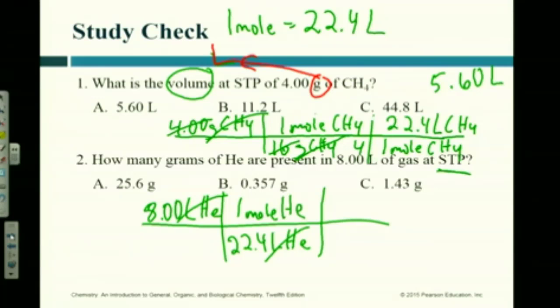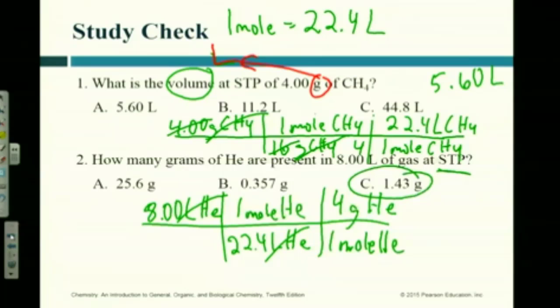Now I have moles. I want to go to grams. Molar mass. 1 mole of helium is 4 grams of helium. 8 times 4, 32 divided by 22.4. Don't need a calculator, do I?